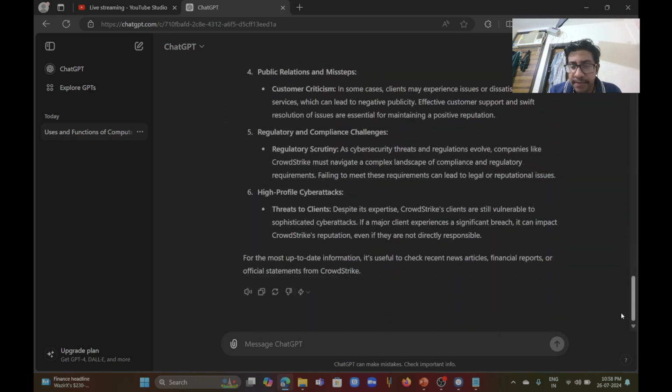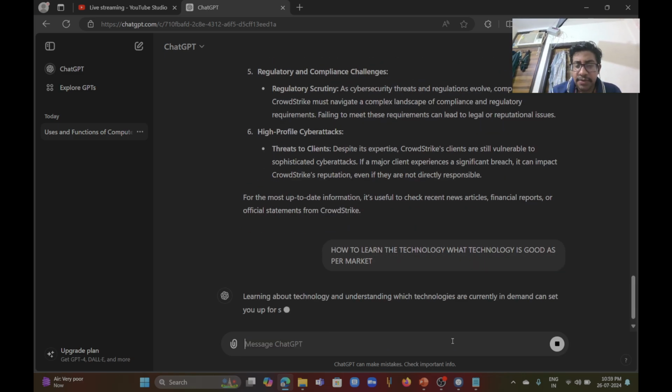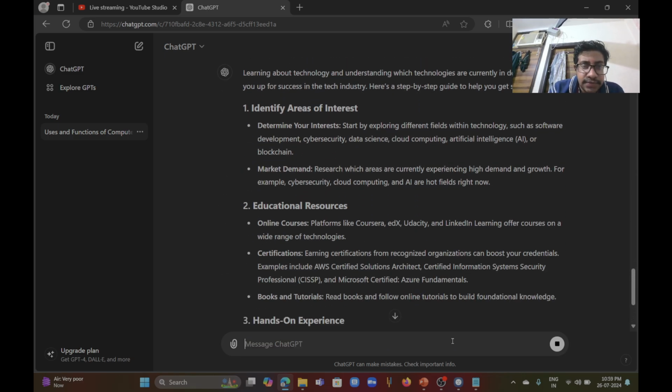You can type anything. You can use it to learn technology. What technology is good as per the market? I will type whatever it is, and it will choose. Determine your interest. Start exploring different fields within technology such as software development, cyber security, data science, cloud computing, artificial intelligence, or blockchain. Consider market demands and educational resources, online platforms like Coursera.